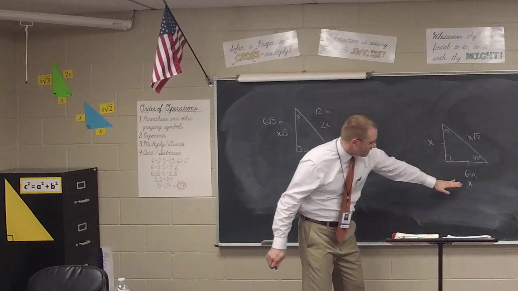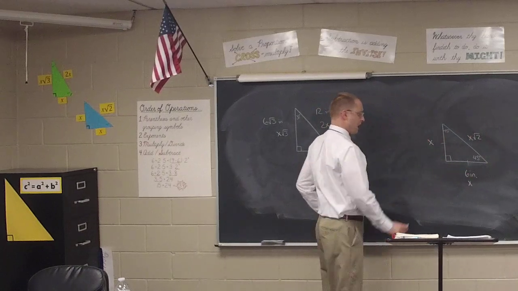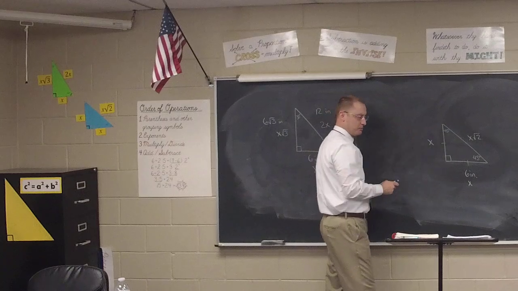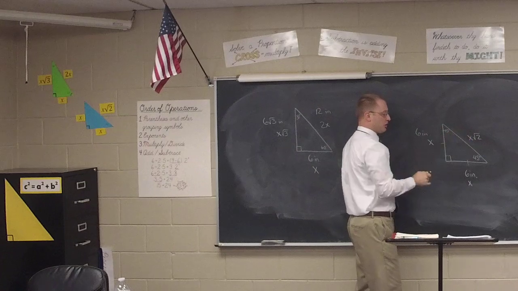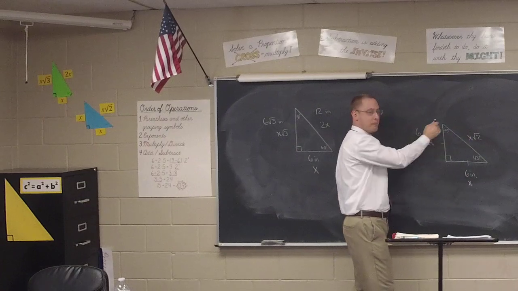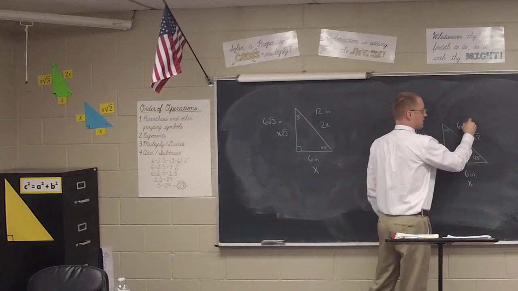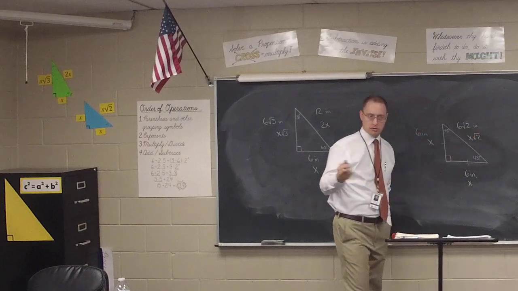Anyway, if I know this leg is x and x is 6 inches, and I know this leg is x, then this leg must be 6 inches. And if this hypotenuse is x times the square root of 2, and x is 6 inches, then the hypotenuse must be 6 times the square root of 2 inches. Easy enough?